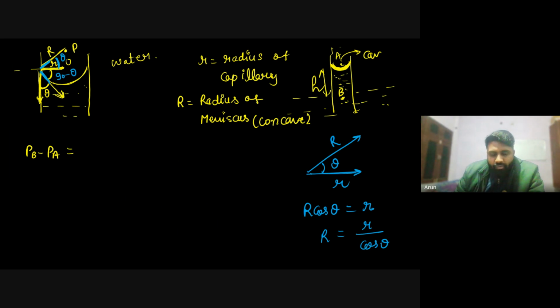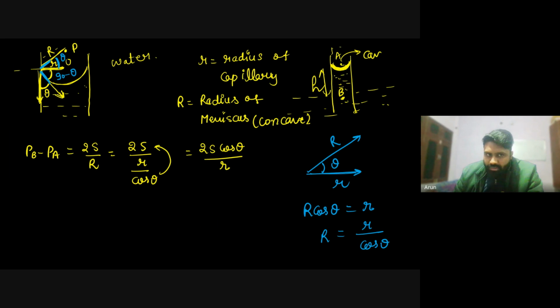So for an air bubble, the excess pressure is 2S upon the radius of the bubble. The radius we have considered is capital R. Now, if you put the value of capital R here, it becomes 2S over small r upon cos theta. It will go up, which results in 2S cos theta divided by small r. Okay, this is the excess pressure we have.